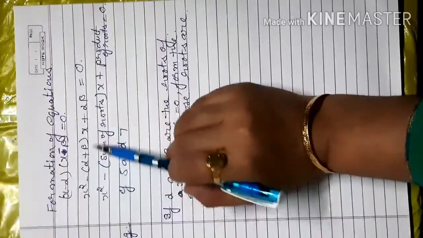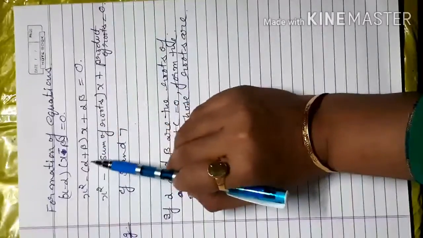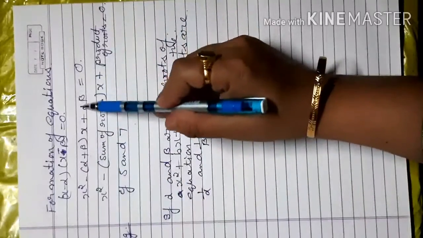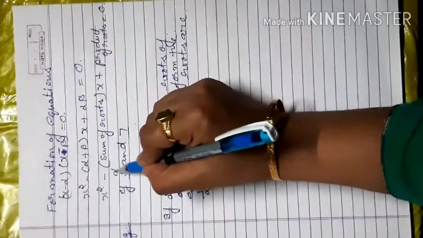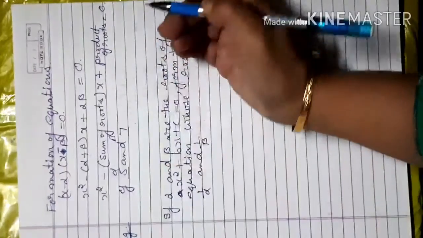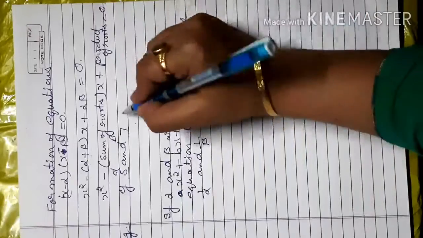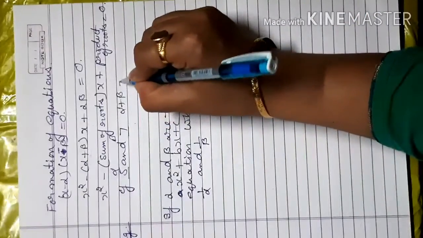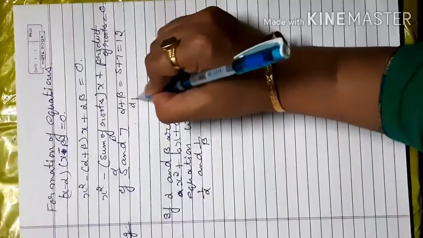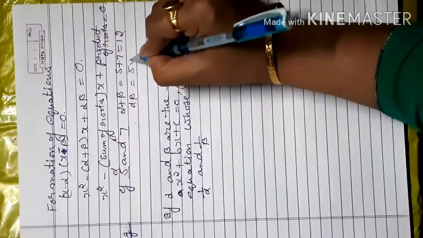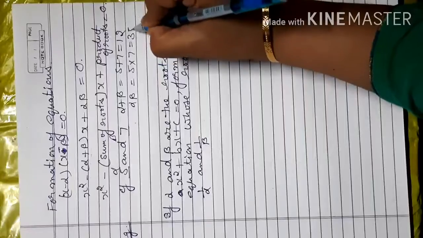So after multiplying, you will get this result. So this shows the sum of roots and this shows the product of roots. Suppose I have two roots given, alpha and beta, that is 5 and 7. So if you go with the sum of roots, that is 5 plus 7 is equal to 12. But if you go with the product of roots, 5 into 7 gives you 35.